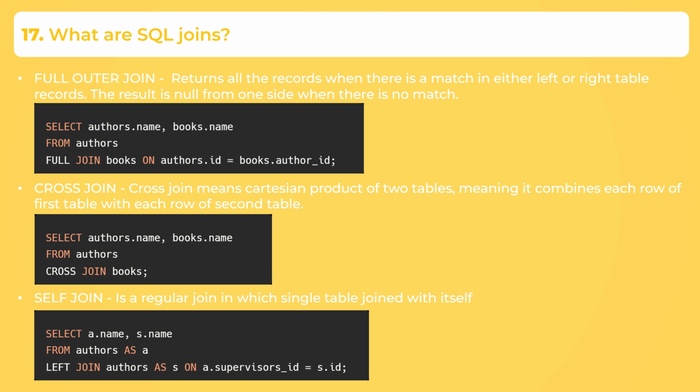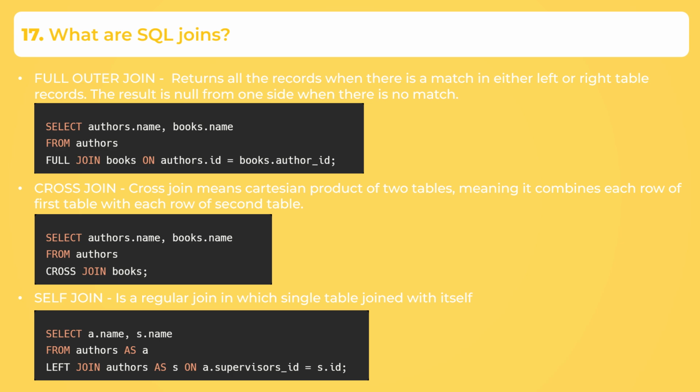Another one is cross join. Cross join means Cartesian product of two tables, meaning it combines each row of first table with each row of second table. Select author.name, books.name from authors cross join books. Another one is self join.